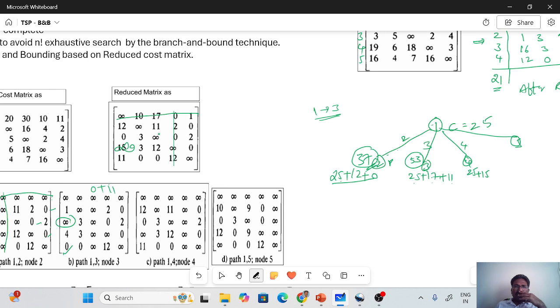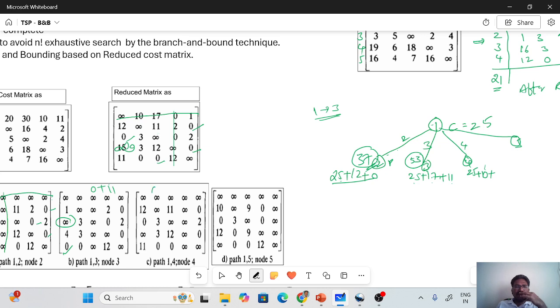Now observe the same. Sorry, 1 to 4 is 0. Sorry, I am verifying the 4 1, 0 plus. Now 4 1 is also considered infinite. Now find the minimum: 0 0 0 0.